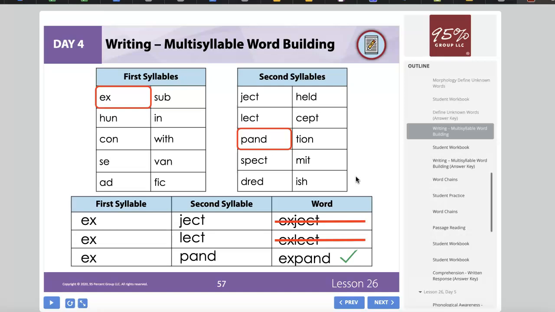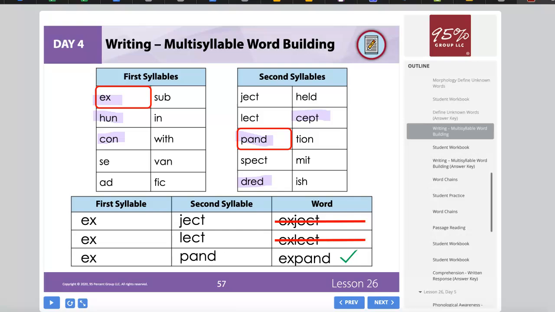All right, guys, now that we're coming back together, we're going to look at our syllables, and I am just going to mark out the ones that we have already done. Okay, so expand, we're done with those. What about hunject? No. Hunlect. No. Hunspect. Hundred. Hundred is a word. Great job. All right, what about conject, conlect, conspect, conhaled, concept? Concept is a word, so we're going to mark those out.